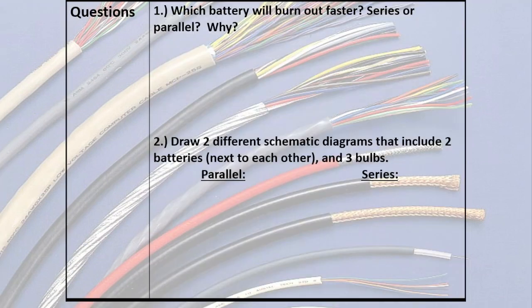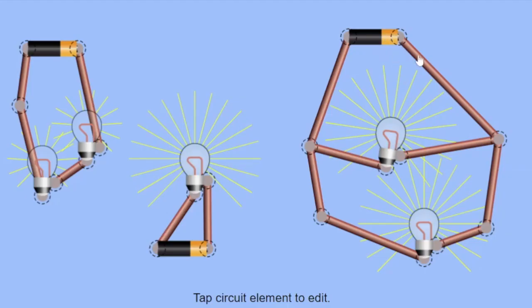All right, so let's answer these two questions really quick. Which battery do you think will burn out faster, series or parallel, and why? Well, since each of these light bulbs has their own path to the battery, they're each getting 100% of the battery's power. So basically, this light bulb is getting 100% and this light bulb is getting 100%, which really means that this battery is working twice as hard in order to power these two light bulbs, where this battery over here is just working normally in order to power these two light bulbs.